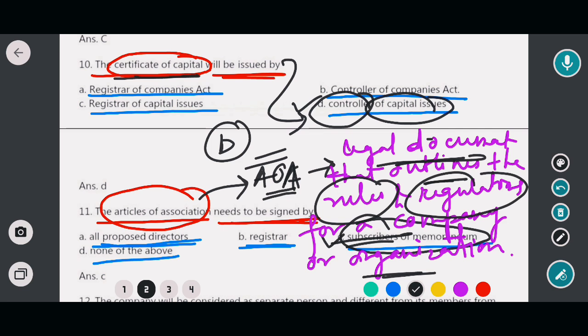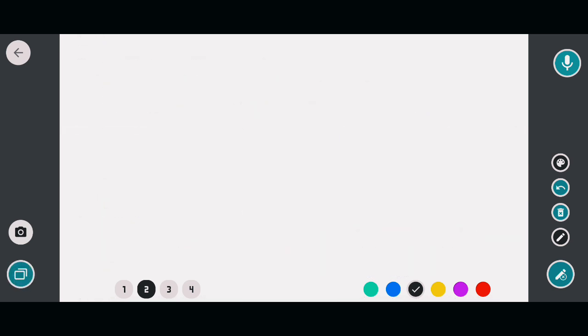So basically it is a document where all the rules and responsibilities of directors and the shareholders are given. So the articles of association is basically a document.